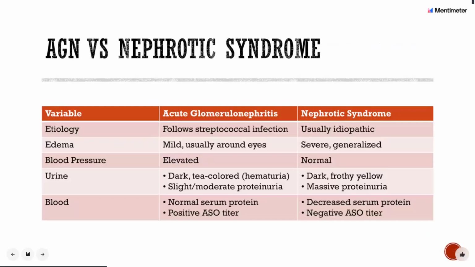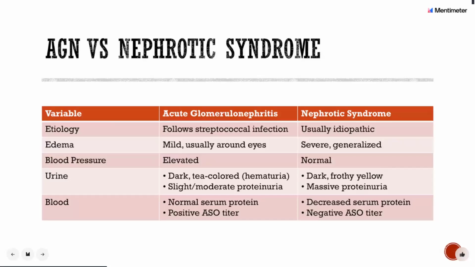So, how do we tell the difference between glomerulonephritis and nephrotic syndrome? They're both very similar, so we've got to look at that root cause. Glomerulonephritis is related to that strep infection. Nephrotic syndrome is idiopathic, so it's not something that we can control. We also look at the edema. With glomerulonephritis it stays mild and it's around the eyes, versus that severe generalized edema.